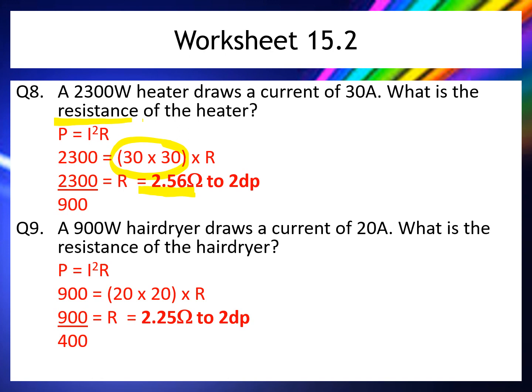And again in question 9, again we're looking for resistance. So we've got 900 watts and a current of 20. We put our numbers in underneath the equation, not forgetting that we have to square 20 because it's I squared. That ends up with 900 equals 400 times R. We divide through, 900 divided by 400 is R, which gives us 2.25 ohms to 2 decimal places.